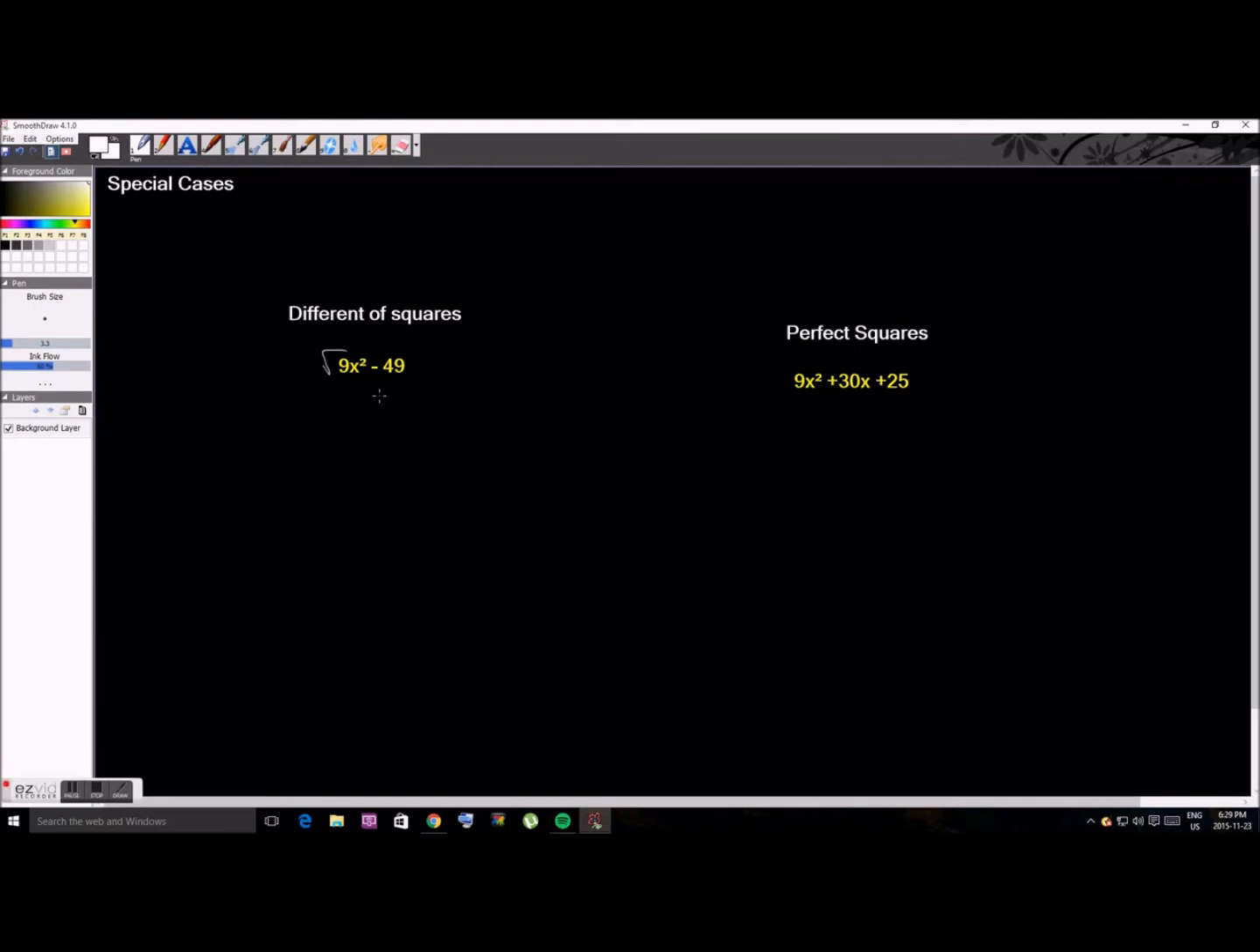Okay, now we're going to leave some room. We're going to square root this. Okay, the square root of 49 is 7. Okay, so 7. I'm going to put that in brackets.